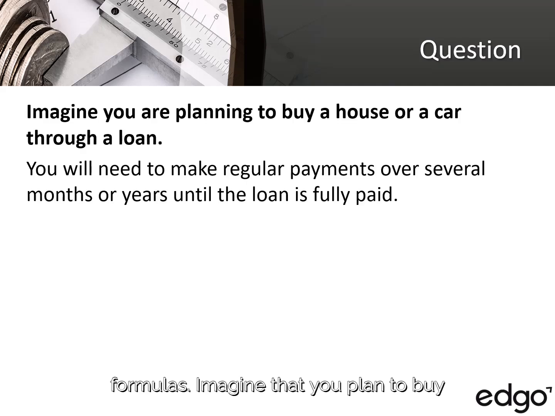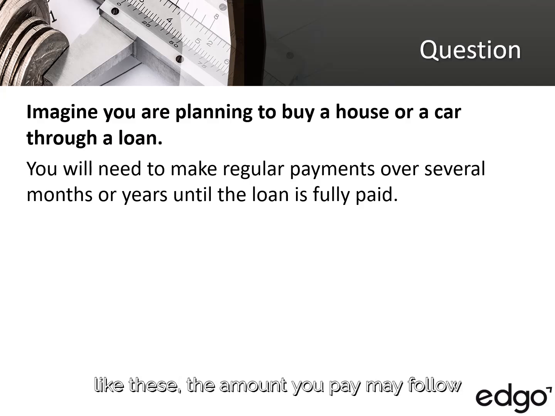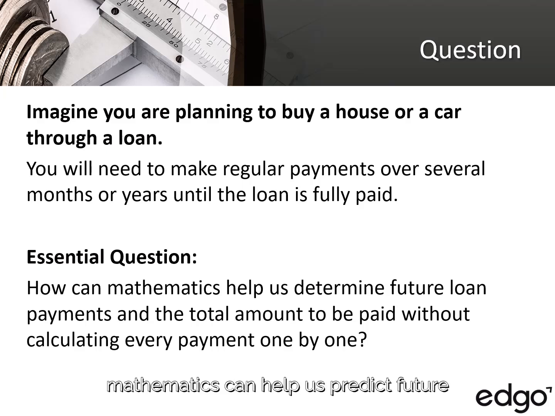Imagine that you plan to buy a house or a car someday. Most people cannot pay the full amount immediately, so they apply for a loan and pay it over several months or years. In situations like these, the amount you pay may follow a pattern. Today, we will discover how mathematics can help us predict future payments and determine the total amount to be paid without calculating every payment one by one.